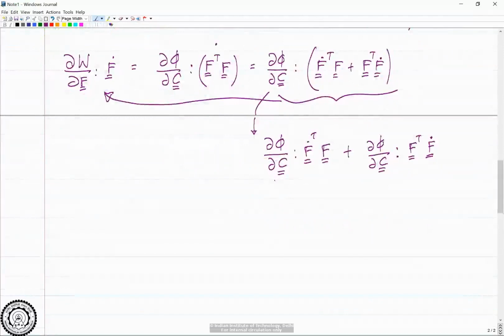Now, what do you think about del phi over del C? Is this going to be symmetric? See, phi is a scalar function depending on C, which is a symmetric tensor. So C_ij is the same as C_ji. So del phi over del C_ij must be equal to del phi over del C_ji, isn't it? Therefore, this is actually a symmetric tensor.